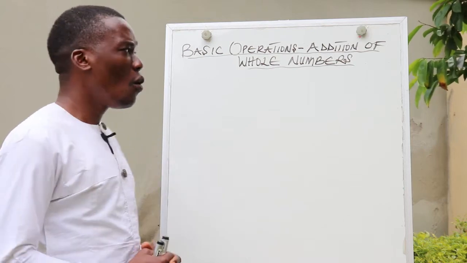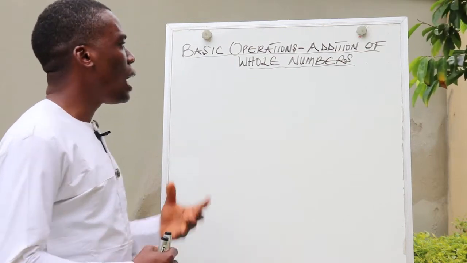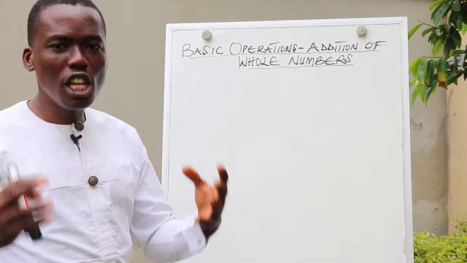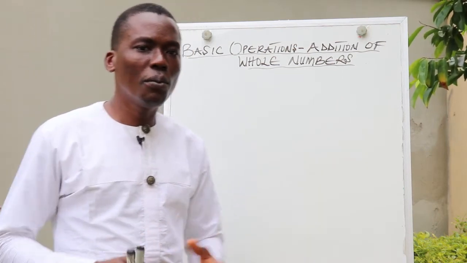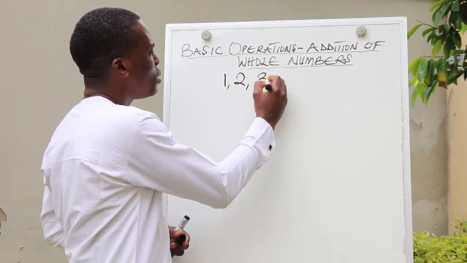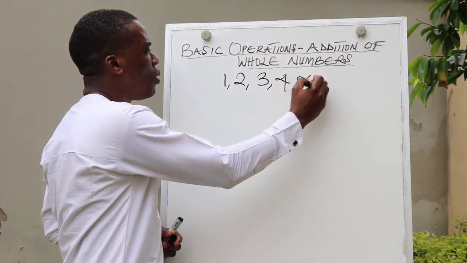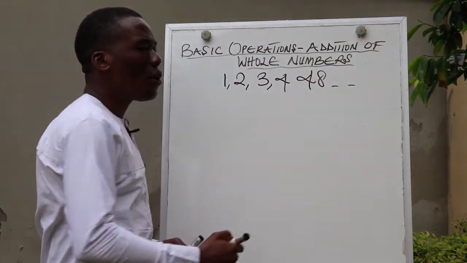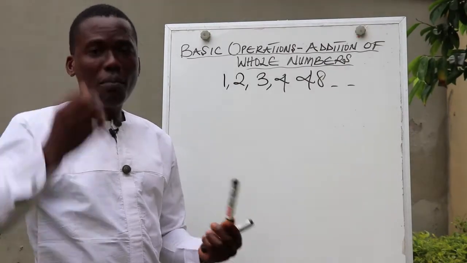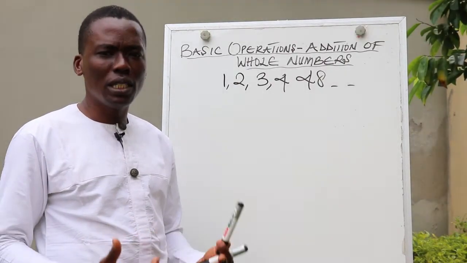Long ones. Today we'll be looking at the basic operation, addition of whole numbers. This video is for grade 5 purpose. When we look at numbers like 1, 2, 3, 4, 48 and going on, these are numbers we call whole numbers. They can be more than 2 digits, they can be more than 3 digits.